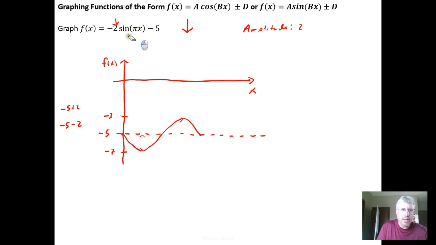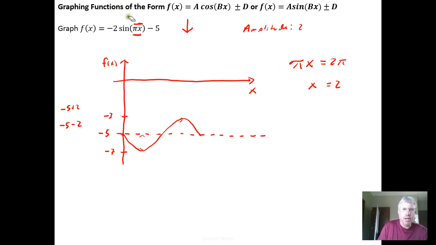Now we need to look at the pi x. This pi is changing the period. Usually the period is 2 pi. I'm multiplying by a scalar pi, which is about 3, so the function should be happening about 3 times faster than it usually does. So we want to take a look at the pi x and ask the question, when will pi x equal 2 pi? We divide both sides by pi, we get x equals 2.